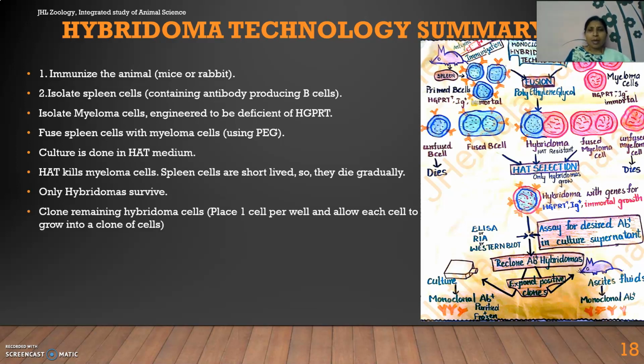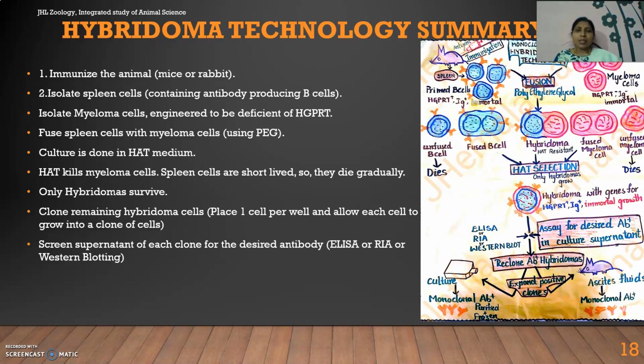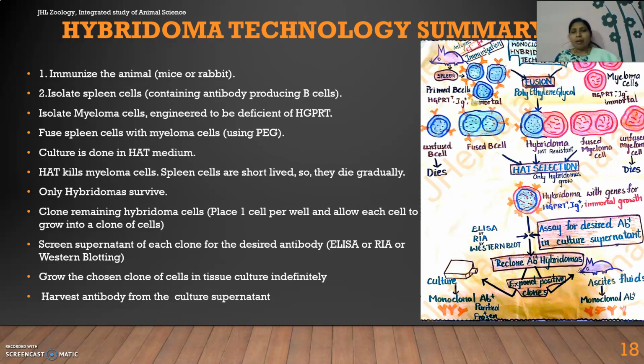Only the hybridomas survive. Clone the remaining hybridoma cells, placing one cell per well and allowing each cell to grow into a clone of cells. Screen the supernatant of each clone for the desired antibody by using ELISA or RIA or the Western blotting technique, and grow the chosen clone of cells in a tissue culture indefinitely, and harvest antibody from the culture supernatant.